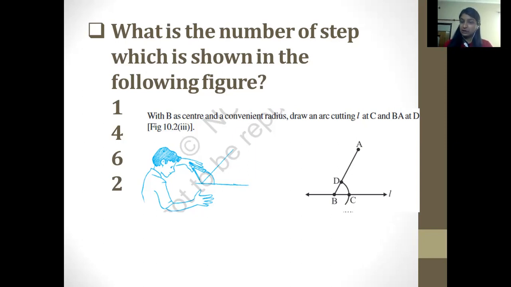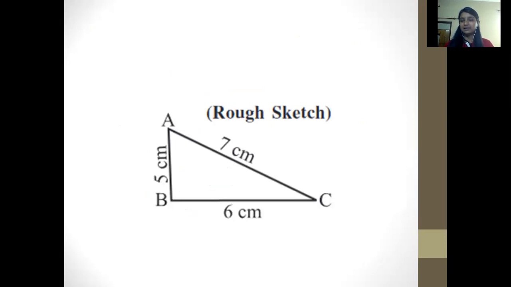Yes, students. If you are thinking about option D, that is 2, then you are absolutely correct. The answer would be 2. So this is the second step. First of all, we draw a straight line with a ruler, and then we construct D and C on point B. Okay, very good, students, if you have done it.